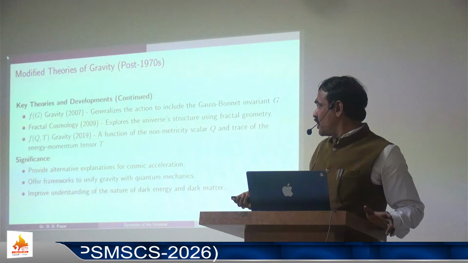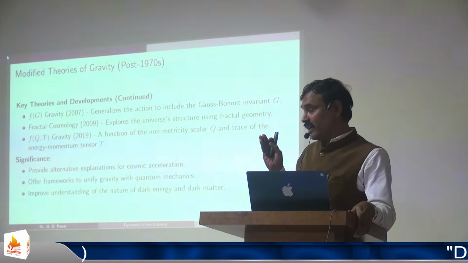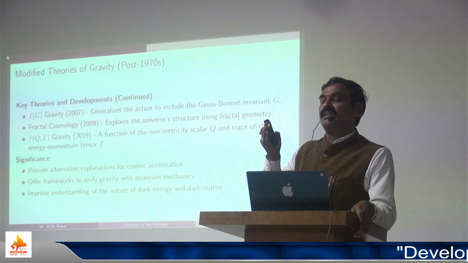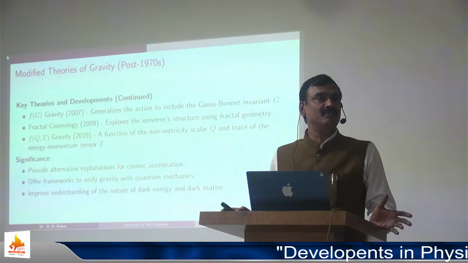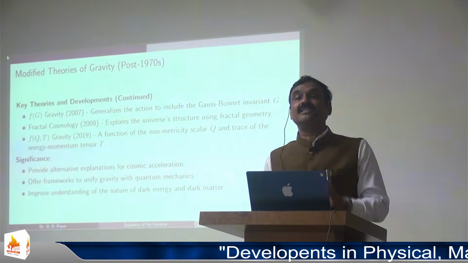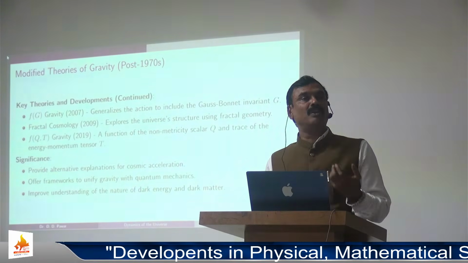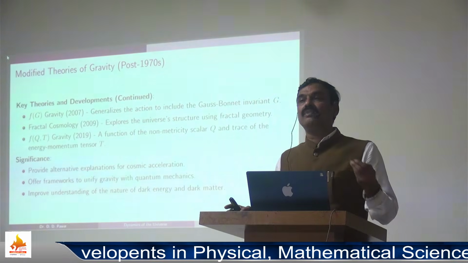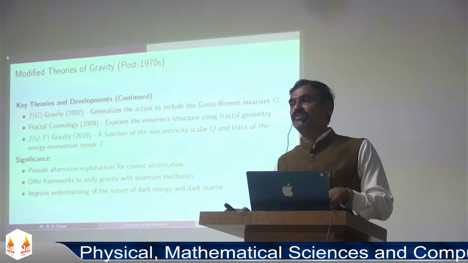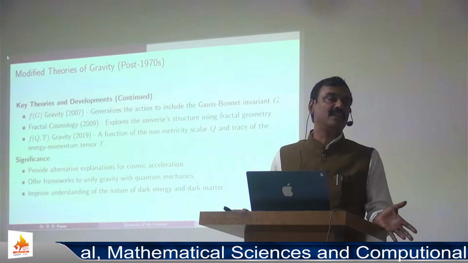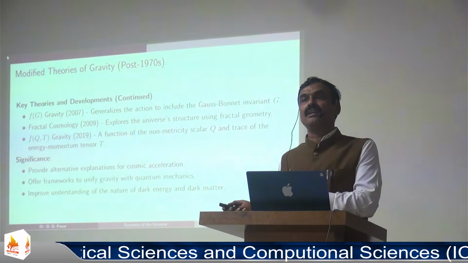Nowadays, F of Q T is there. Why are these theories coming into the picture? Because of the alternative explanation for cosmic acceleration. I talked about that under the Hubble telescope. We practically observe that the universe is expanding in an accelerated form. The universe is expanding, but Einstein's relativity is not able to explain that. Why is it expanding? That's why there is a role for modified theories. Second, what is the nature of dark energy and dark matter? That was not explained by general relativity. Again, the unification of quantum mechanics with general relativity was not given by general relativity. All these modified theories of gravity try to accommodate all those ideas in their theories.